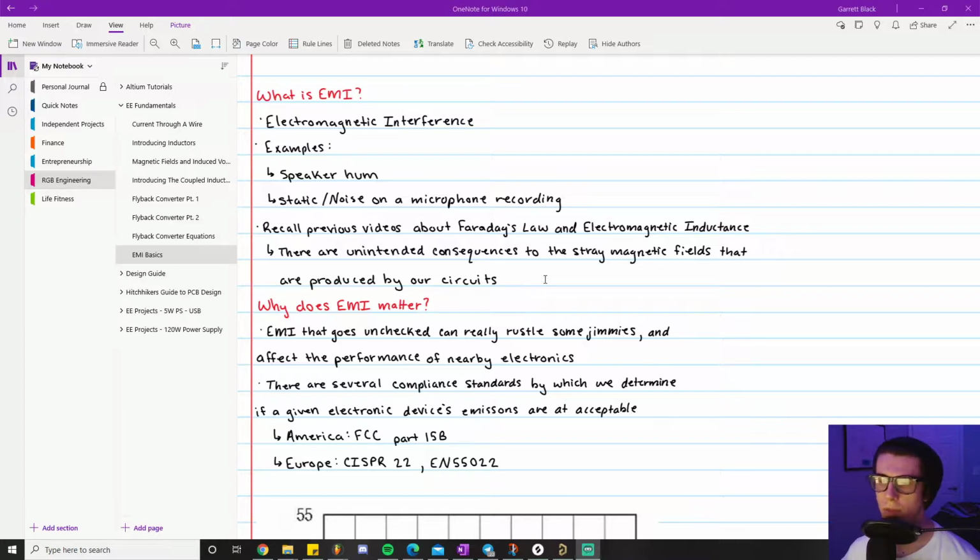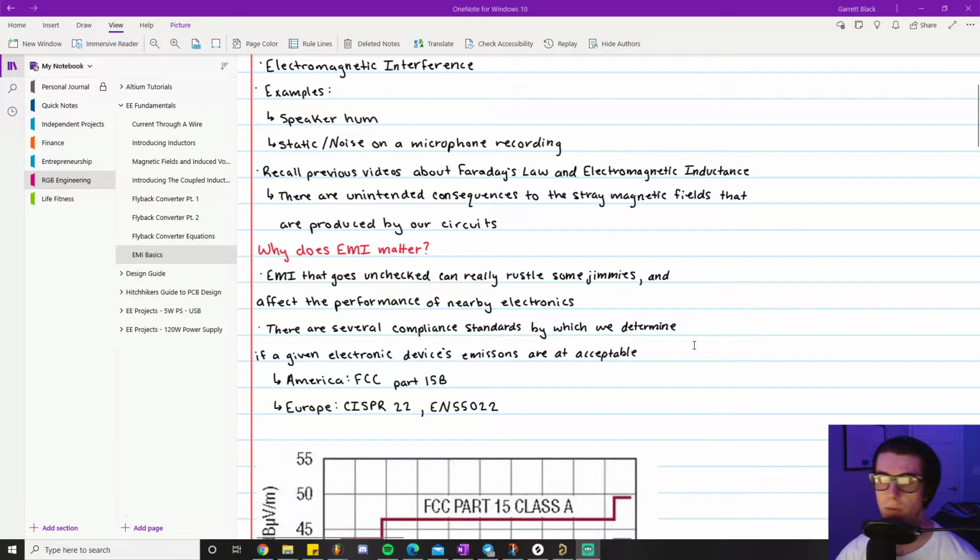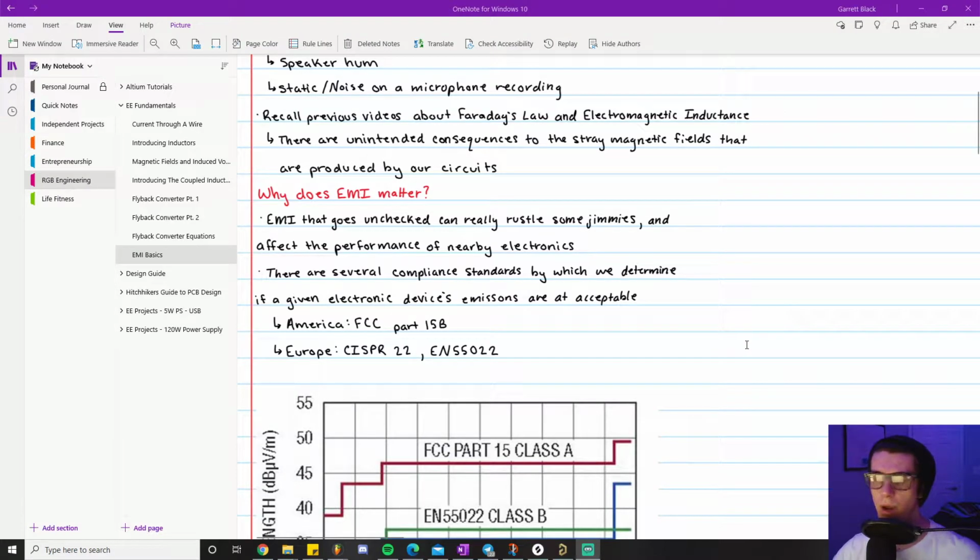So that's kind of why EMI matters in a nutshell. Moving on, there are several standards. When we're talking about mitigating EMI, different countries have developed standards to figure out, well, how do you know if EMI is properly mitigated? How much EMI is too much EMI?